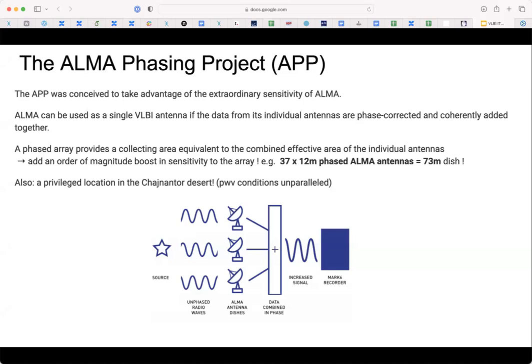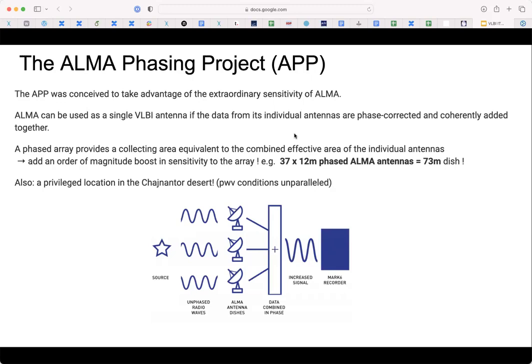The answer is the ALMA phasing project. This was started already early on during ALMA commissioning itself. The ALMA phasing project foresaw that it was going to take advantage of ALMA's extraordinary sensitivity to join the sub-millimeter array to observe the black holes, as was described historically by Kazi. This was early on, already 2011, 2012. Work towards APP was already started in parallel to ALMA commissioning.